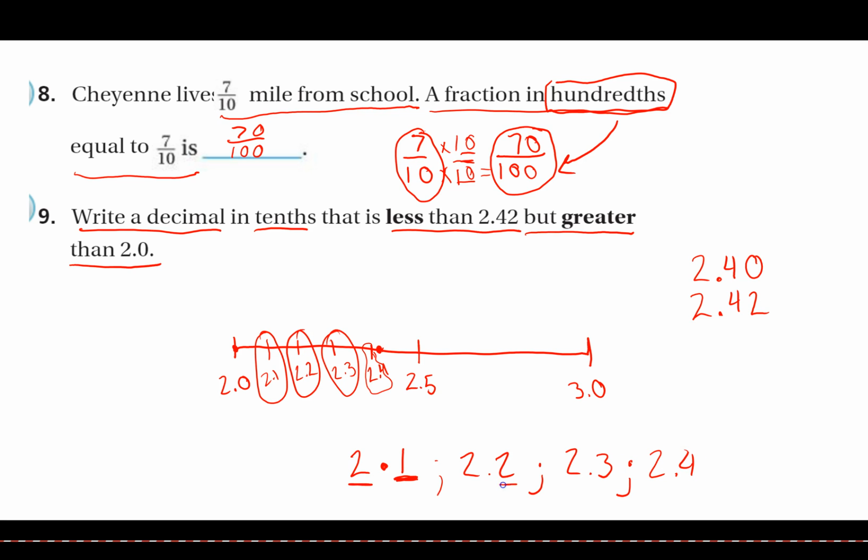Now notice, each one of these only goes as far as the tenths place, which is what this part of the problem told us we needed to do. We couldn't put any more numbers behind any of these or else it would be wrong, because then we'd be going into the hundredths place.